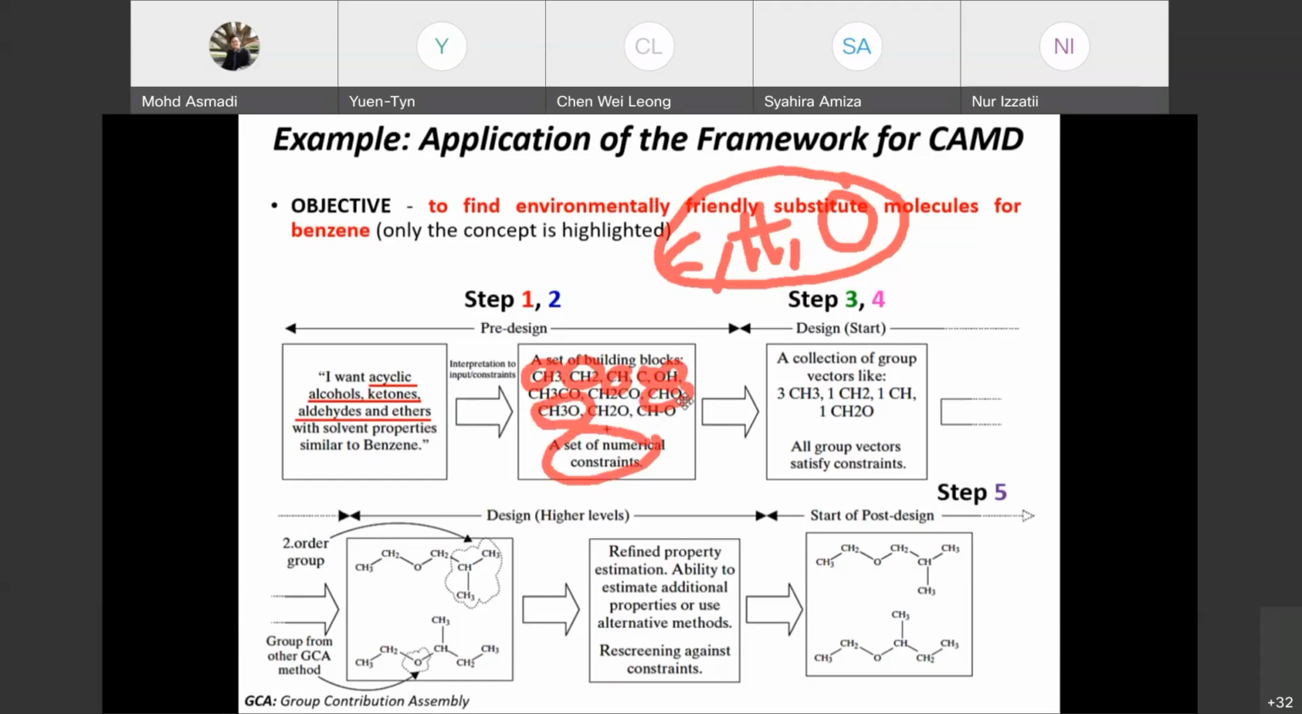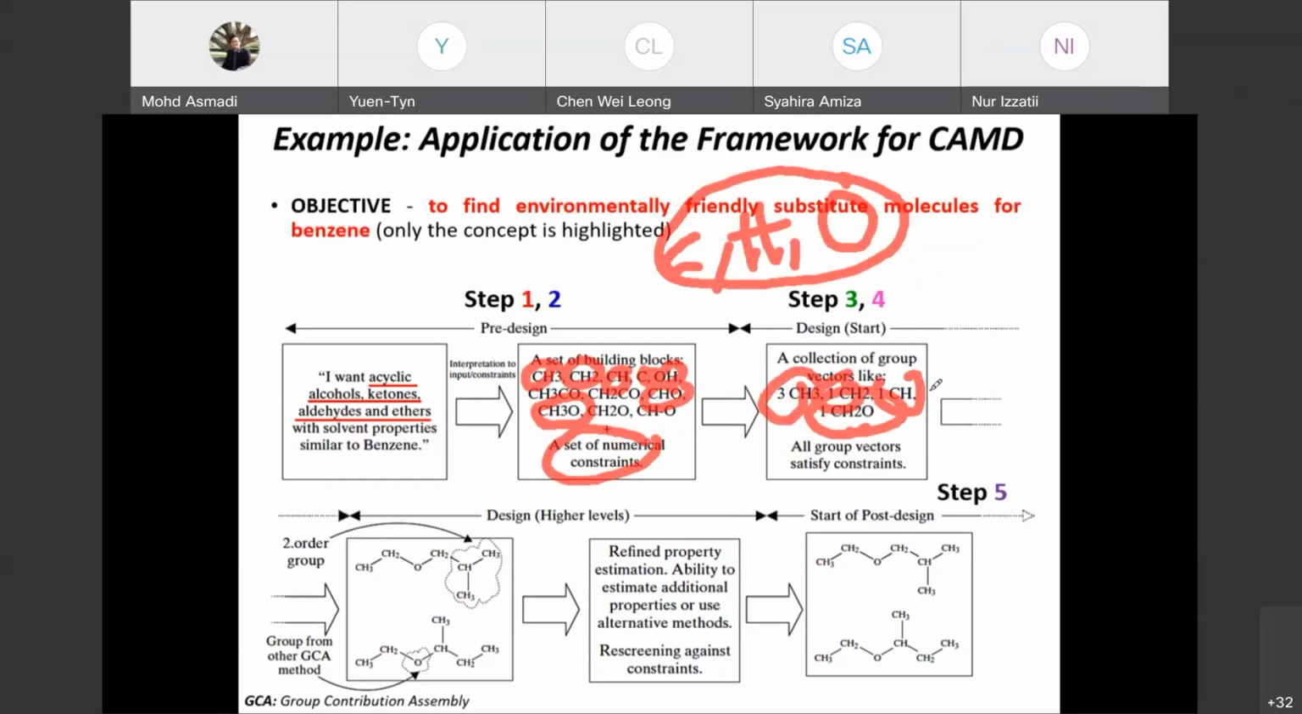Since the same group vector may represent more than one molecule, all molecules are generated and evaluated using property models. So we can collect based on the vector 3 CH3, 1 CH2, 1 CH, 1 CH2O. So this is your collection, and then we can match all group vectors satisfying the constraint.